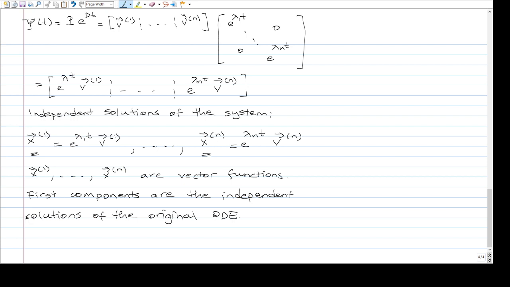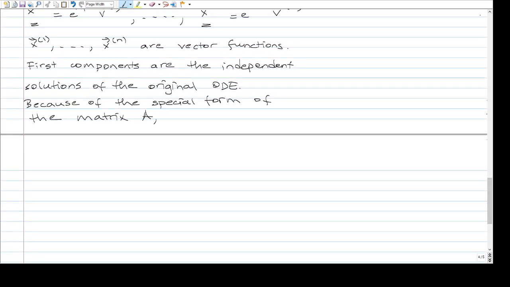Because of the special form of the matrix A, each eigenvector has a non-zero first component. Again, I'm not going to go into the details.